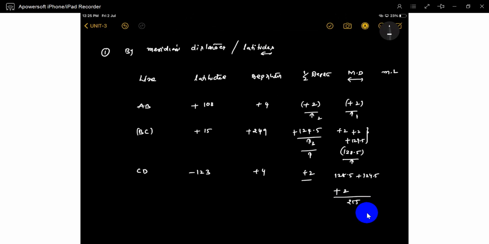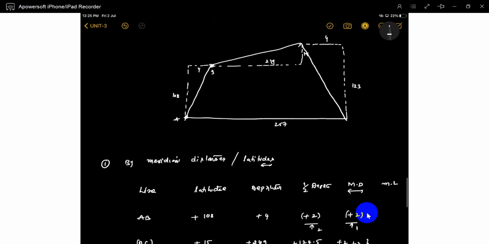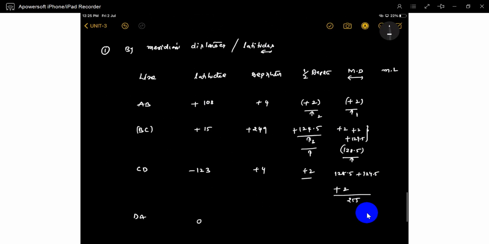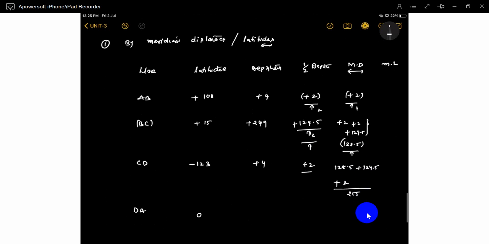That's it. Very simple. No need to try to draw a figure or something. We have already done the proof. Okay, so that's it. Next, DA. What is that? Longitude is 0. So departure is minus 257. Understood? It's minus 257, westward. So half is minus 128.5. See, it is the same thing.